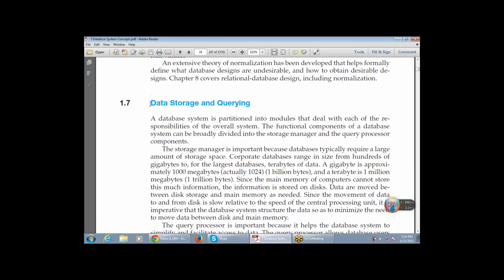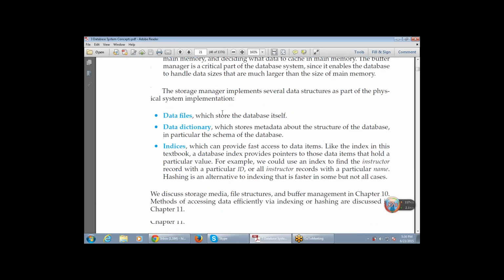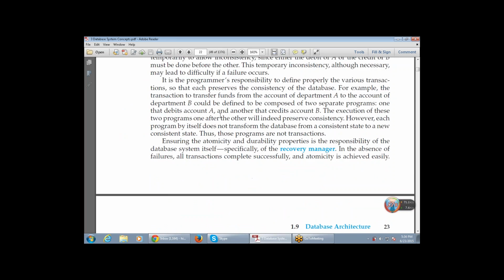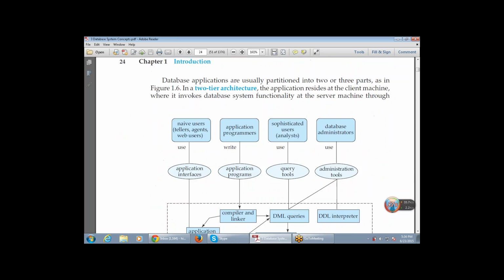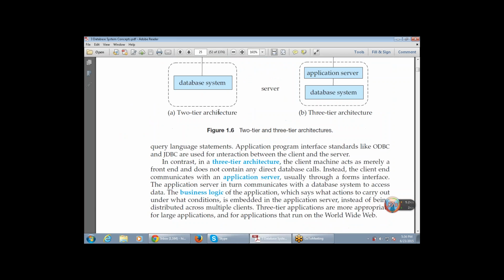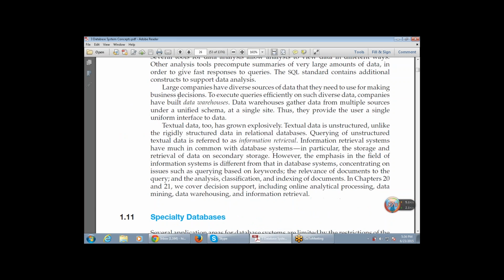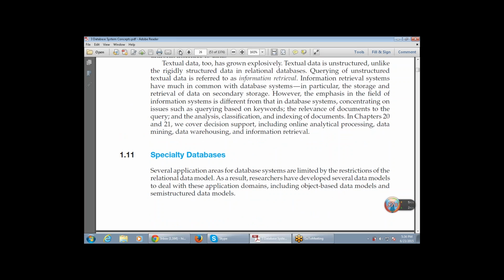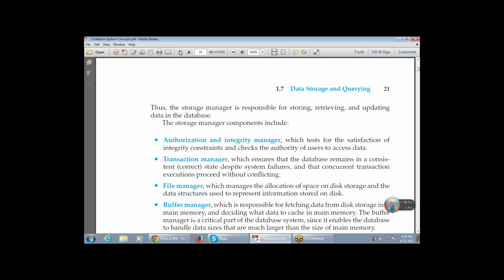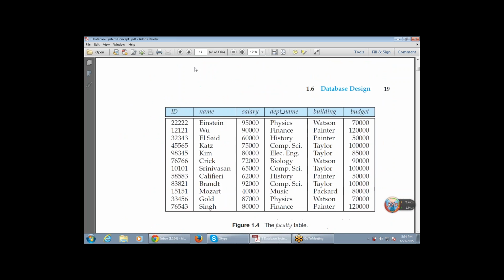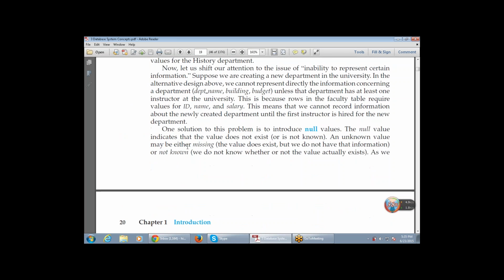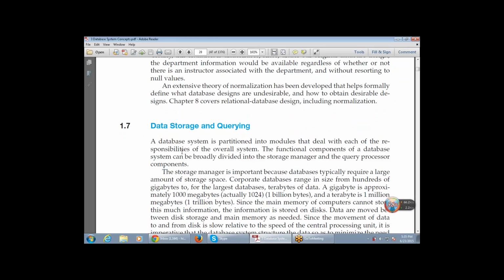Now next is data storage and querying. The next topic is how to store the data and how to query the data, that is, data storage and querying. How to store the data and how to retrieve the data, which is done by the query, that is the data storage and querying.